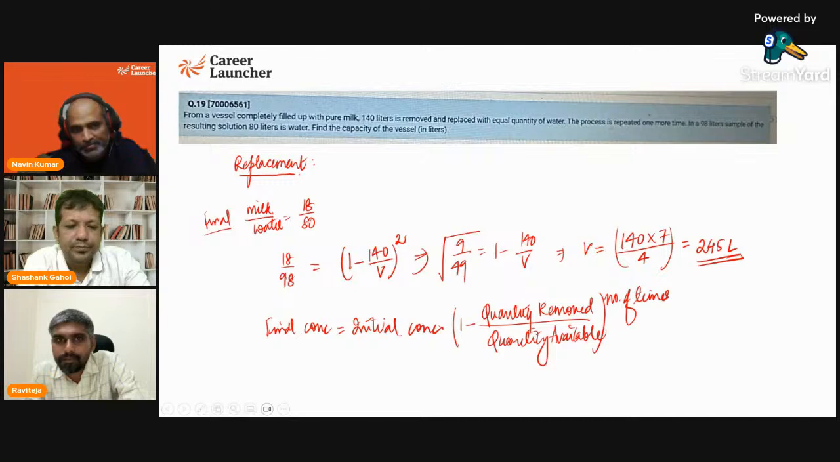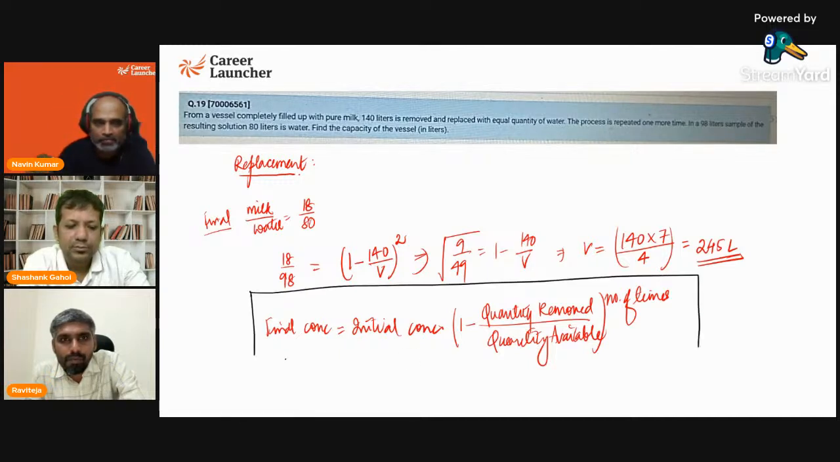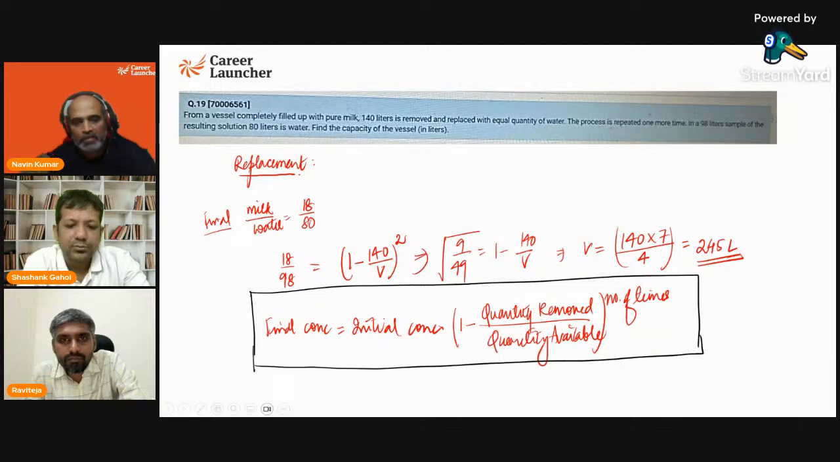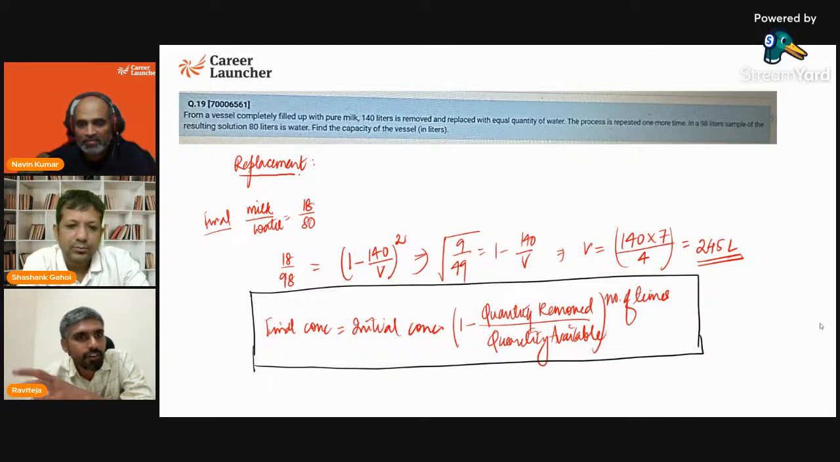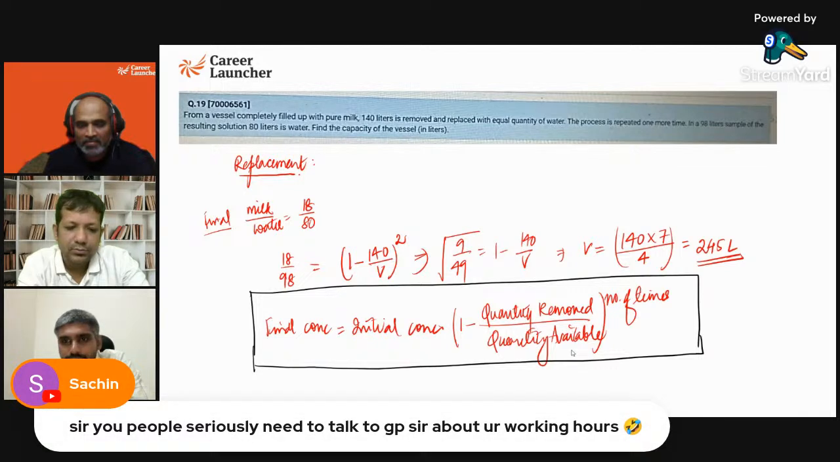So basically this is the formula. Guys, what you have to take away from this is that when you do the same replacement twice, you'll get a square in terms of the fraction of the original mixture. So 18 by 98 reduces to 9 by 49. You'll find it as a square. If it was done 3 times, you'll find a cube appearing there, right? So like that, you have to look at it and figure out where the cube root or square root will come from.